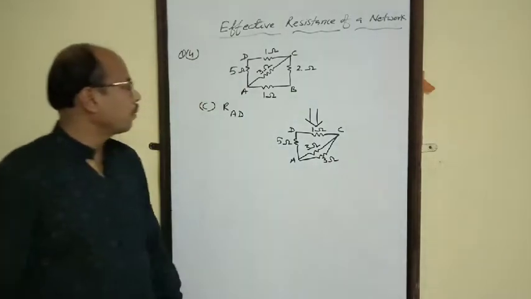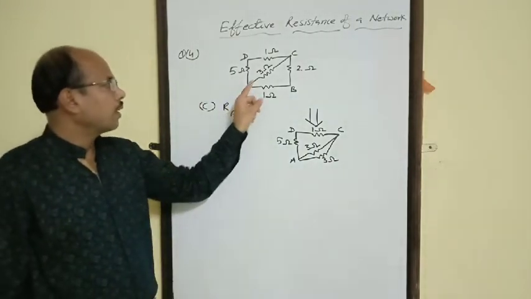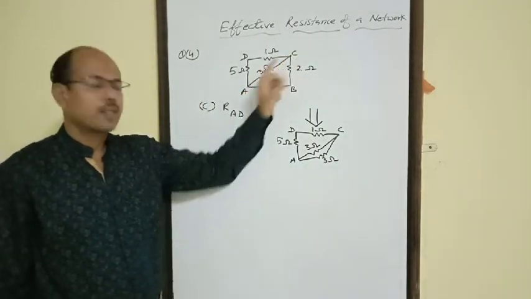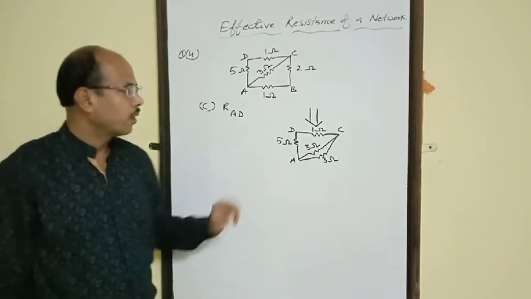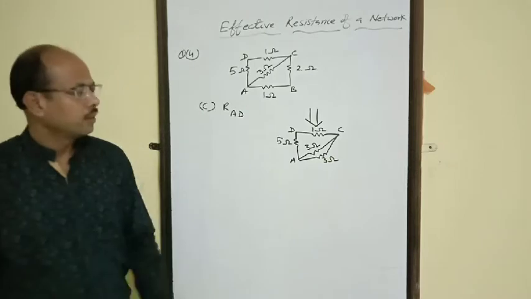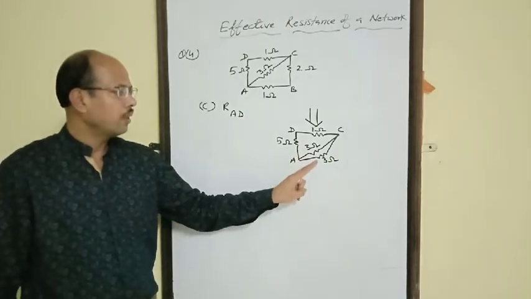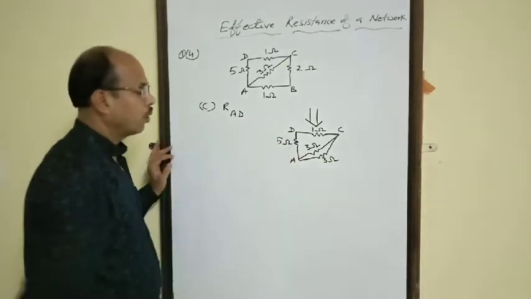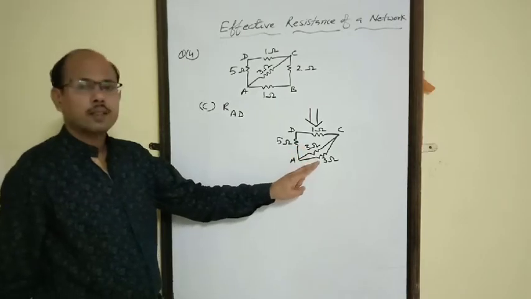Why are we using this type of diagram? Because these are connected between A and C. That's why this type of diagram. And now you can easily understand this 3 and 3 are in parallel. This 3 and 3 are in parallel. We have to find out the effective resistance of 3 and 3.